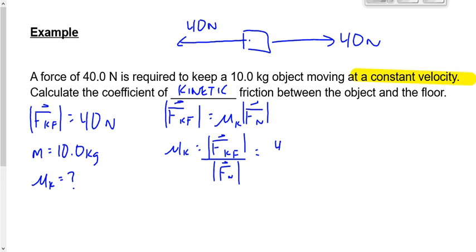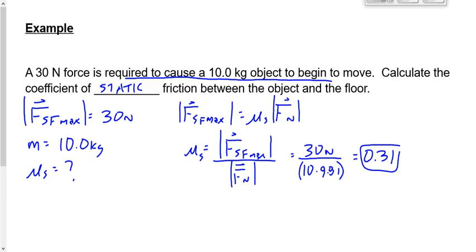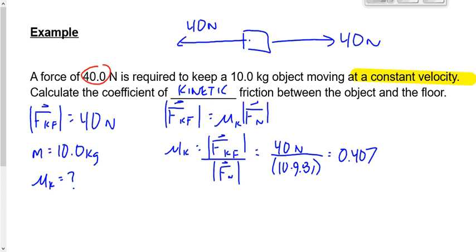I get 40 newtons divided by 10 times 9.81. That's going to be, I don't know, around 0.41. 0.407. That would be 3 digits, right? Last question we had 2 digits, so the final answer should be 2. In this question we have 3 digits, so the final answer should be 3 digits, 0.407.